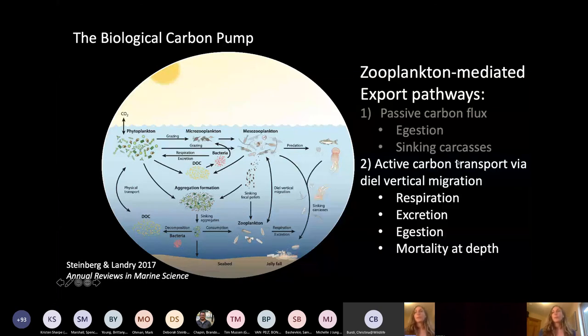All right. So then we also have what we call active carbon transport. And Debbie did a great job setting me up for this. Active carbon transport means that zooplankton that have been feeding in the surface waters at night actively migrate to the deeper waters during the day, where they then breathe out carbon dioxide. They excrete, so that's usually associated with dissolved organic carbon. They egest, producing fecal pellets, and they can also be eaten or die at depth. So that's another mode of carbon export. So we think of these two contrasting modes of active versus passive carbon export.